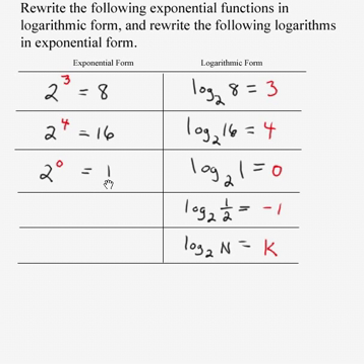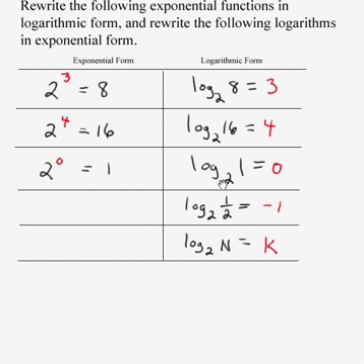2 to the 0 power equals 1 translates into the exponent 0 is the log of this number 1 and its base 2. And in the other direction, an exponent is the log. Here's the base, the log of 1/2 base 2. So it's going to be 2, the base, to the exponent -1 is equal to the 1/2 power. Likewise, 2 is the base here. This is the exponent, so 2 to the k power equals n.